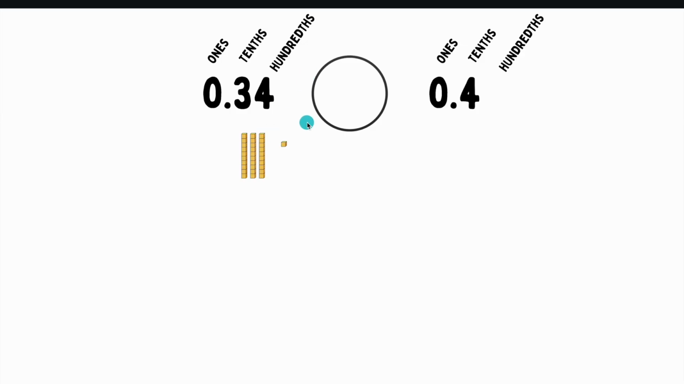Let's compare 0 and 34 hundredths to 0 and 4 tenths. Let's start by creating a model. We have 3 tenths and 4 hundredths. 4 tenths and 0 hundredths. We notice that 4 tenths is greater than 3 tenths. That means that 0.4 is greater than 0.34. 3 tenths is less than 4 tenths. 6 more hundredths would get us to 4 tenths, but for now, 4 tenths is greater.